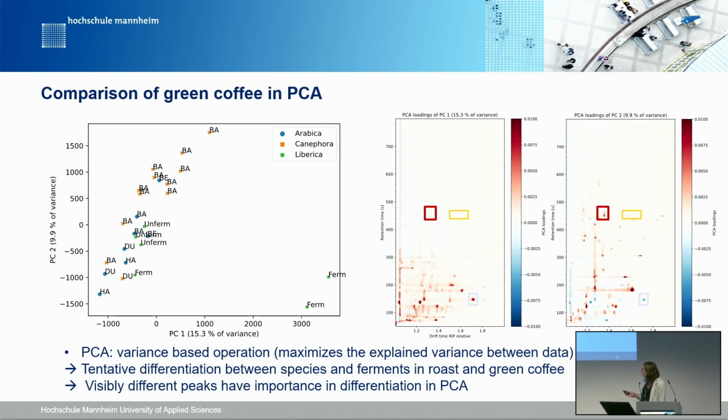And again, if we have a look at the loading, so at the importance, you can see that here in the second principal component, there are those two boxes that I marked as visible differences that have an importance, and the other one, the blue box, is visible for differences in the first and in the second principal component. So these are actually also compounds that we mark as definitely having an influence on the differentiation between the species and the ferments, and with that also in the taste.